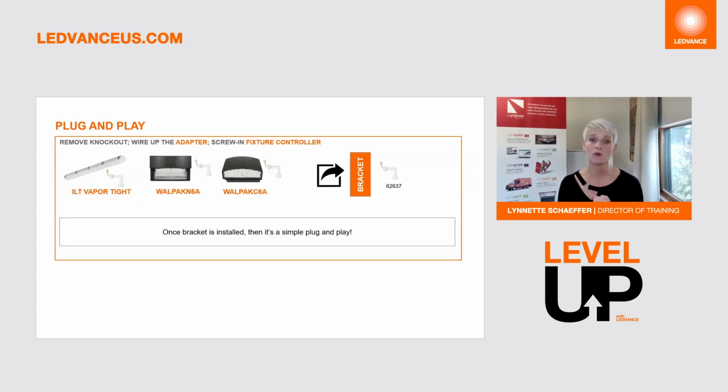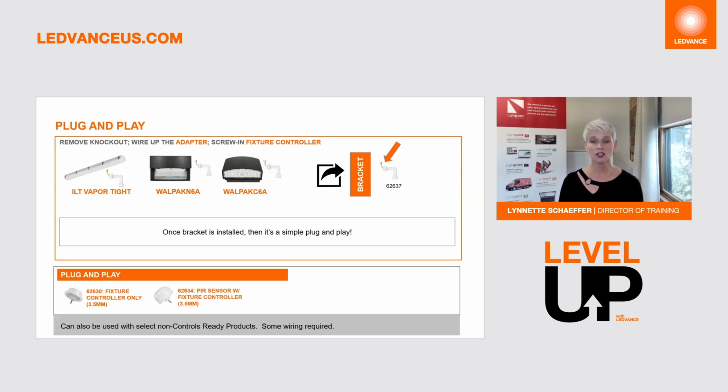Now, if you're using any one of these three luminaires, you can also choose to use a bracket. But the bracket does require an electrician due to the wiring that you see here. But once the bracket is installed, you can now easily add any of those plug and play fixture controller or fixture controller with sensor, and you are then able to start doing your network lighting controls utilizing the app. But the bracket does need to be wired in by an electrician.